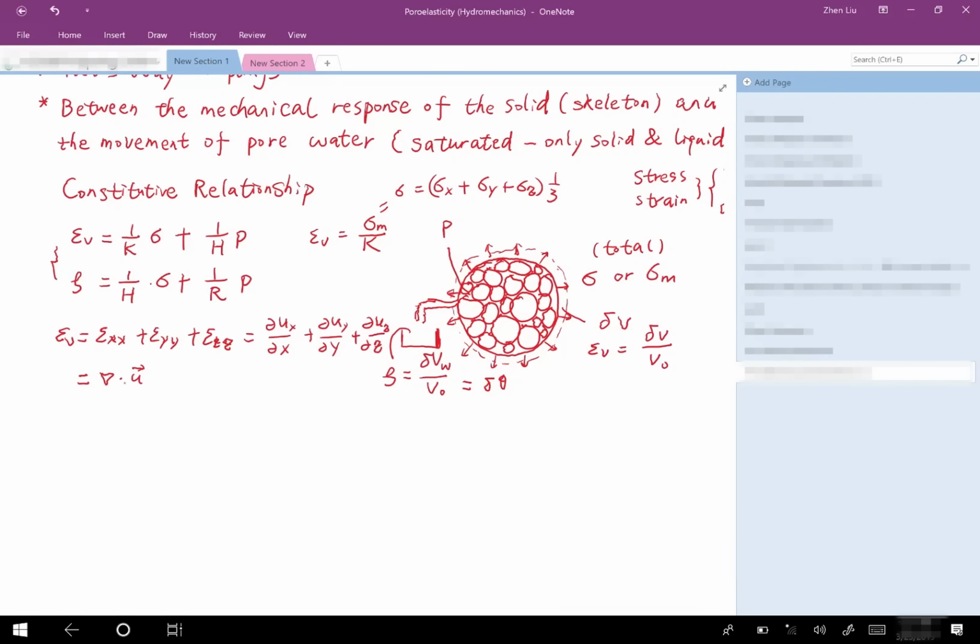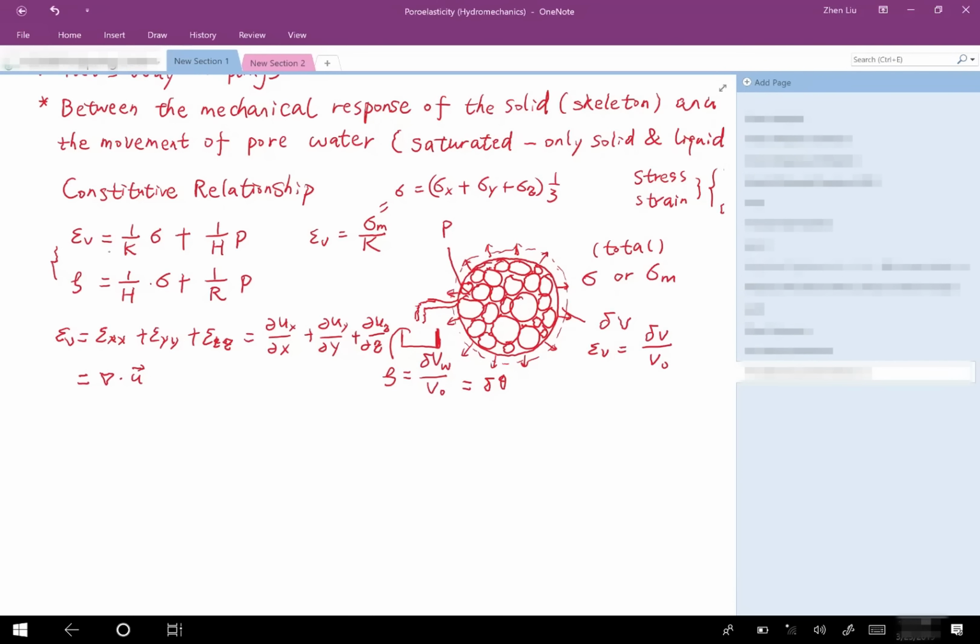Okay, now you know what is sigma v, and I also offer one equation to connect what we're doing today with what we learned before. You know the meaning of P, the sign convention for P and sigma m, the total stress, and you know the meaning of eta.